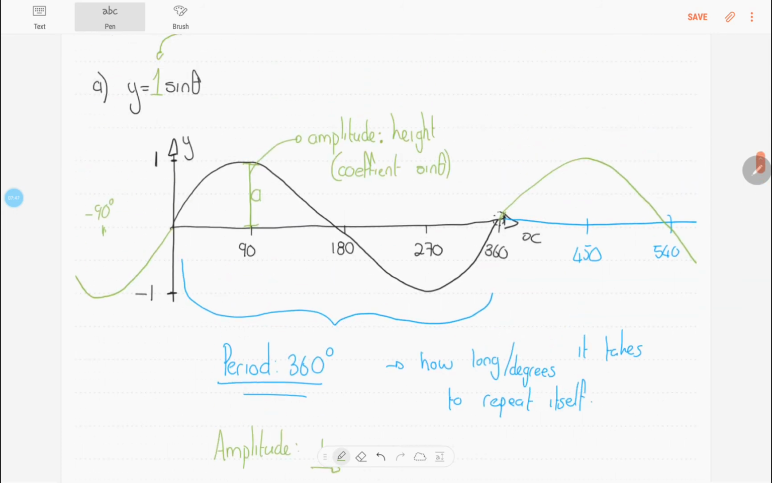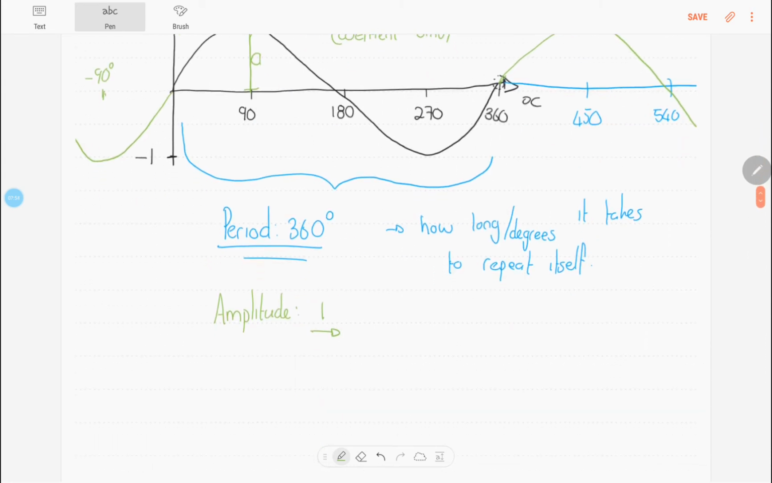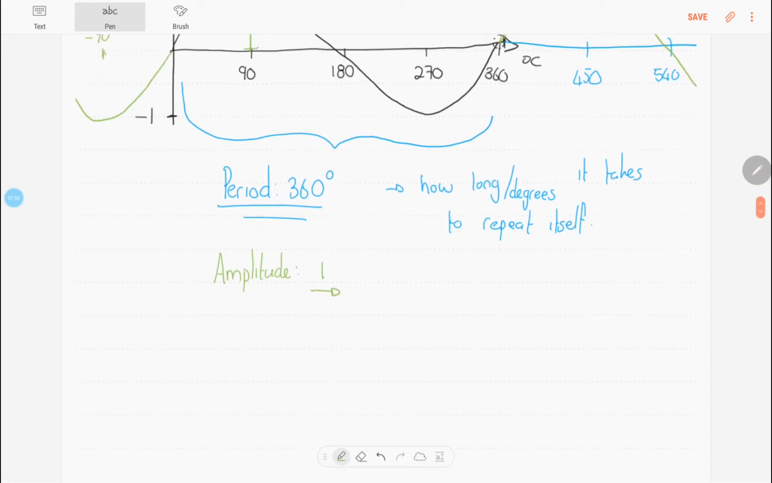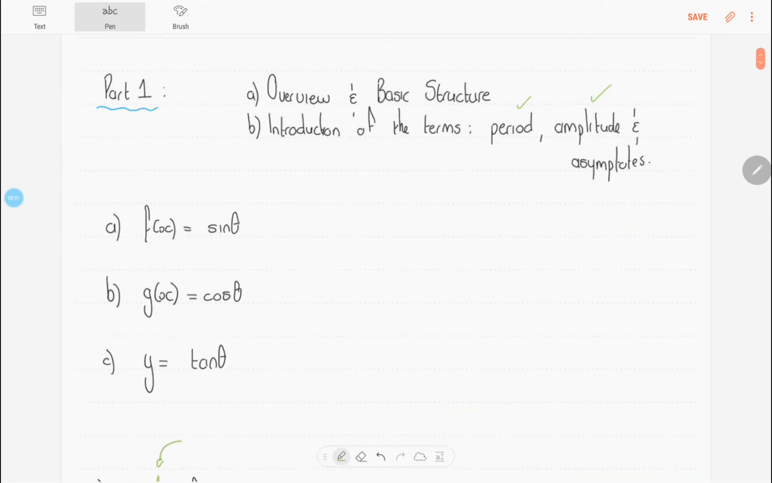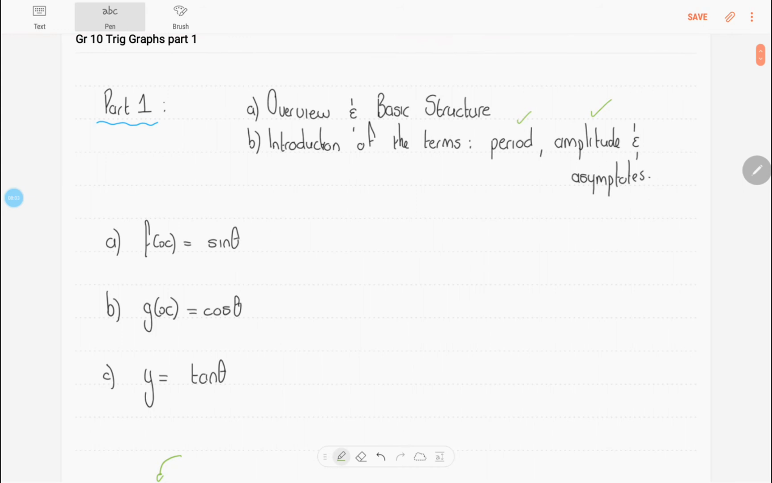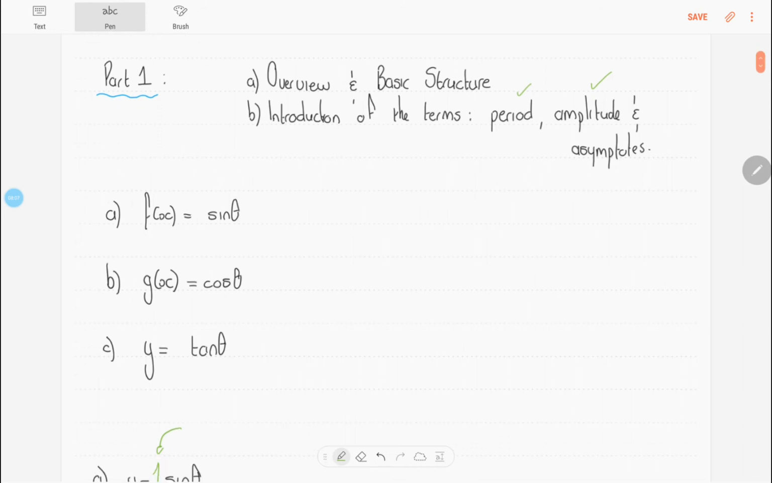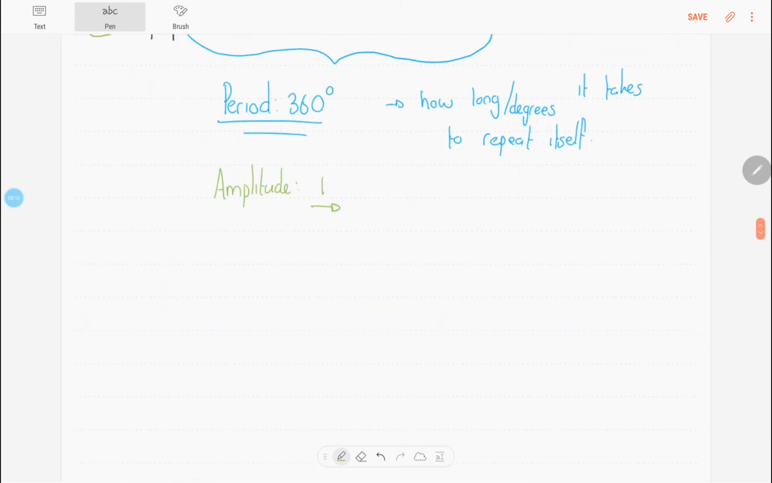It's just whatever value is in front of our sine or in front of our cos. If it was a -2, like I said, then it would be -2. Whatever's in front. So our amplitude of that graph is 1. So we've got our period and our amplitude. The last thing that we want to introduce is our asymptotes. But that is only in our tan graph, so we'll get to that after we've done our cos. Our cos graph looks exceptionally similar to our sine graph.